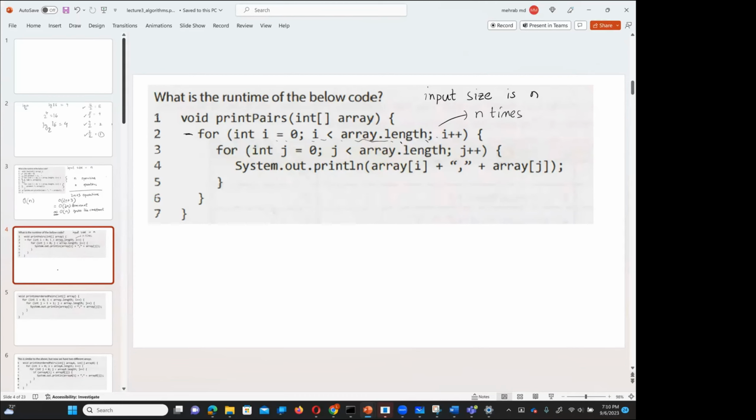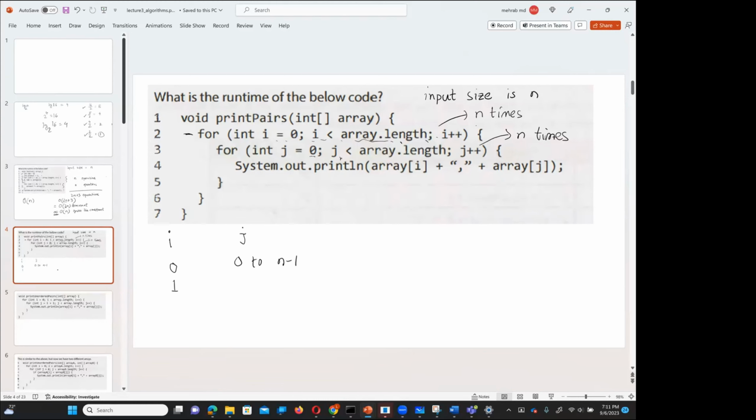Now we see the second for loop, which is actually inside the first for loop, right? This is the first for loop. The first for loop ends here, and the second starts here. So the second for loop is inside the first for loop, right? Now, how many times is the second for loop running? It also is running n times. The reason is that every time it starts with zero and ends with n minus one. So we can say this: when the value of i is zero, j goes from zero to n minus one, right?